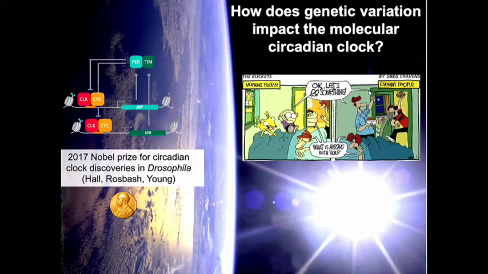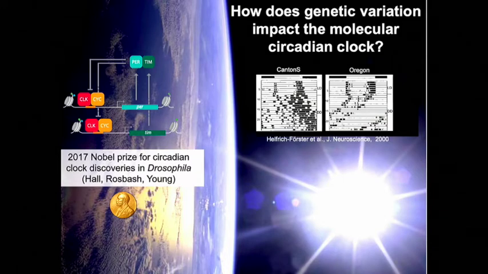That there is natural variation among Drosophila lines, we already knew. This is really not new whatsoever. For example, almost 20 years ago now, there were phenotypic readouts of circadian variation, for example, in the Canton-S and Oregon lines.